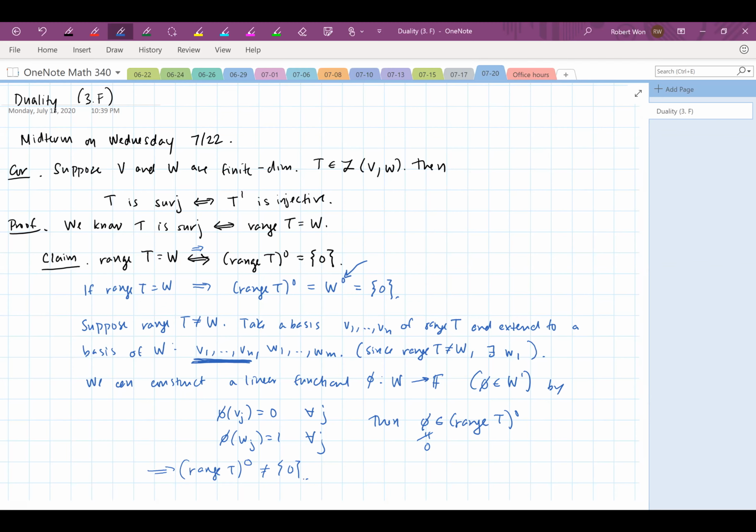Okay, but now, once we prove this claim, by the previous theorem this is if and only if the null space of the dual map is equal to 0, which is from a very old theorem, if and only if T is injective. Okay. So that's a nice result.